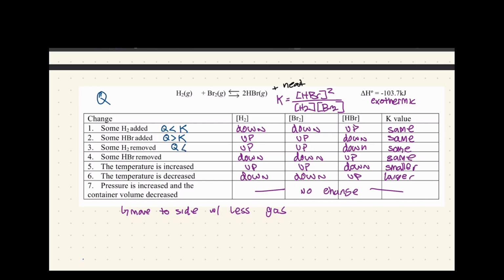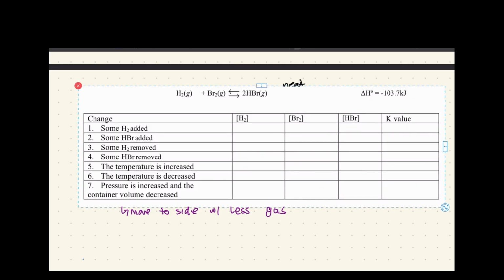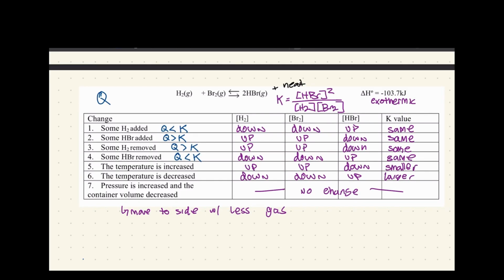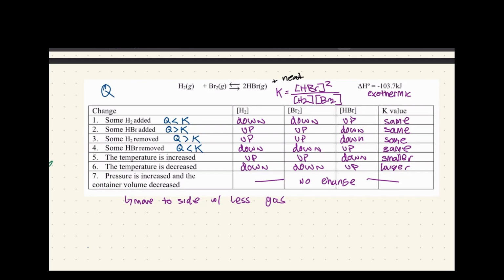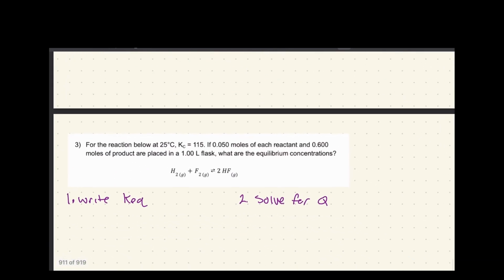Q is going to be larger than K. We're going to have to shift to the left. If we remove HBr, we see that Q is going to be smaller than K, and we're going to have to shift to the right. Q is really useful in telling us in which way a reaction will shift. And so we can actually combine that with our ice table in order to find equilibrium concentration.